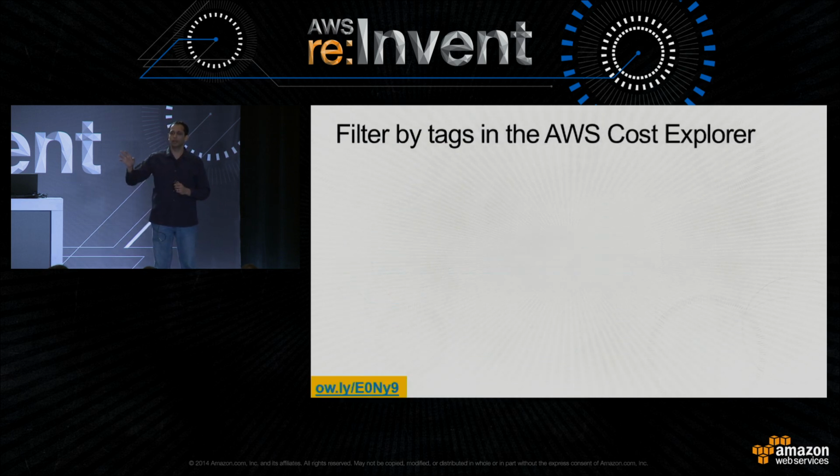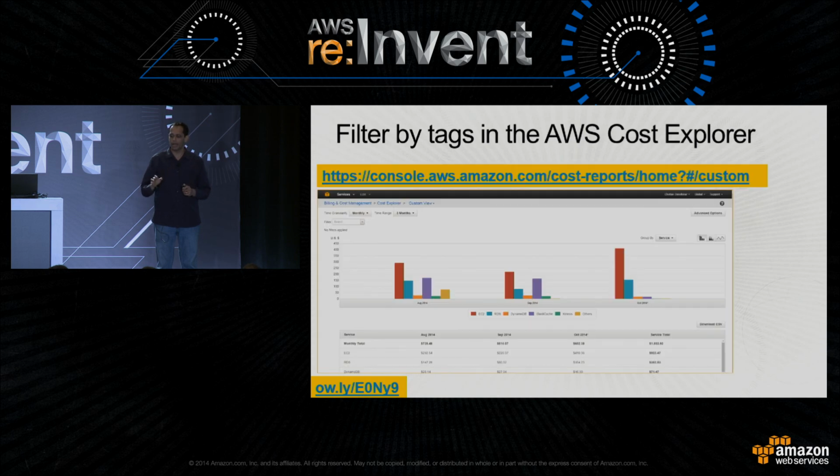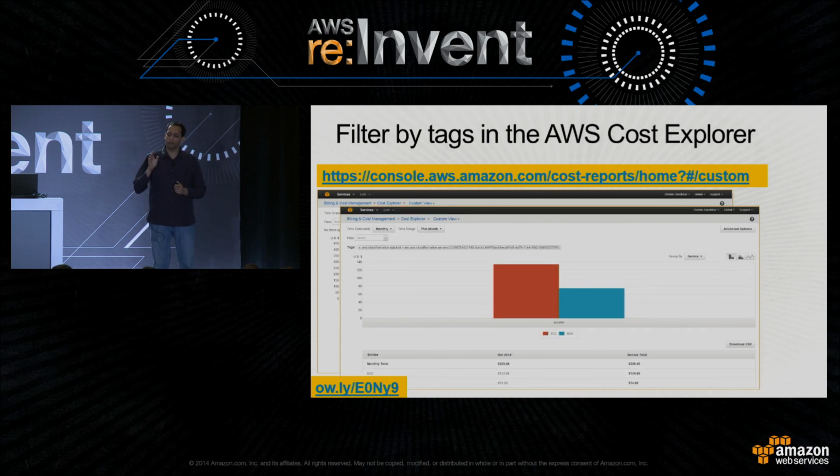First of all, use that link at the bottom, which will tell you how to set up your monthly cost allocation report with tags enabled on it. And once you have that, you go to the new feature, which is the AWS Cost Explorer, and it allows you to slice and dice data in any way you want. And one of the ways you can slice the data is by tags.